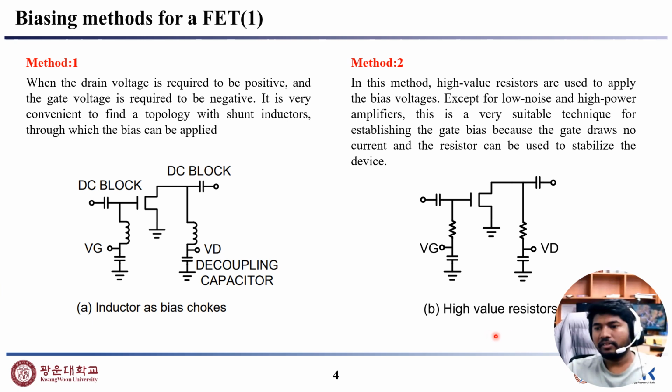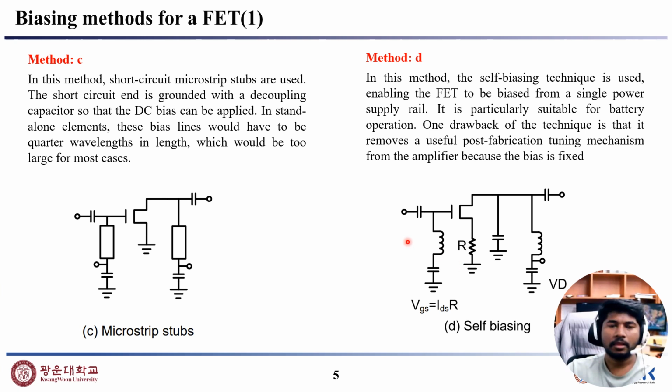And method 2, high value resistor. In this method, high value resistors are used to apply the bias voltage like this. Except for low noise and high power amplifiers, this is a very suitable technique for establishing the gate bias because the gate draws no current and the resistor can be used to stabilize the device. Method 3, that means C, is microstrip stub. In this method, short circuit microstrip stubs are used, and the short circuit end is grounded like this with a decoupling capacitor so that the DC bias can be applied.